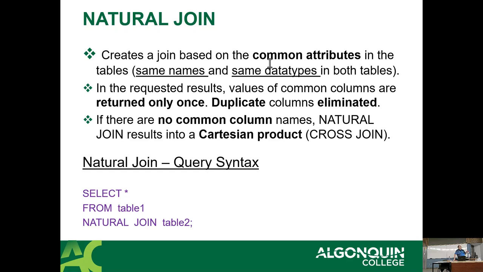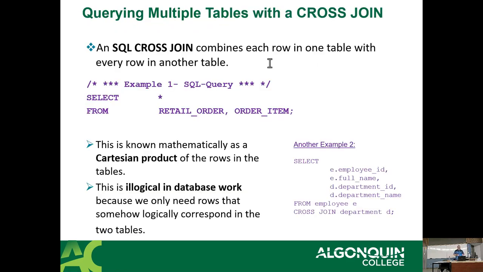A natural join joins based on the common attributes between tables. So if two tables have the same column name with the same data type, a natural join will try to connect the results from those two tables using that. Unique columns are returned once. Any duplicate columns are discarded. If there's no common column names, the natural join turns into a Cartesian product, also known as a cross join. The syntax for a natural join is select star from table 1 natural join table 2. That's using the explicit join syntax. This is using the implicit join syntax: select star from table 1, comma, table 2.